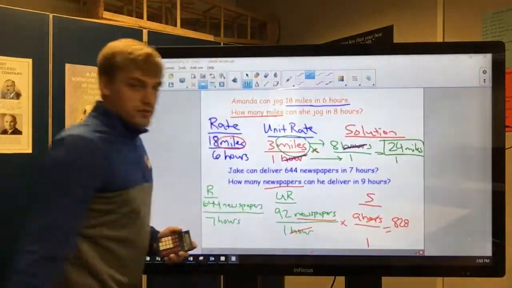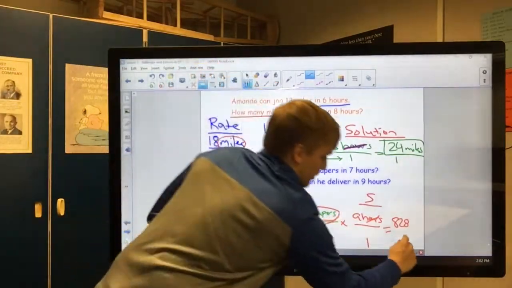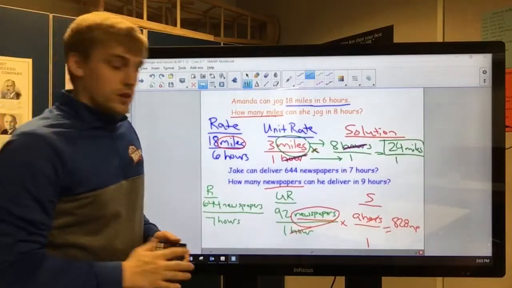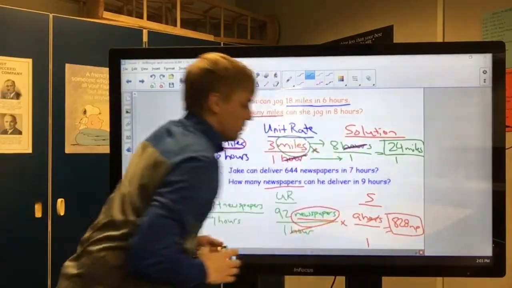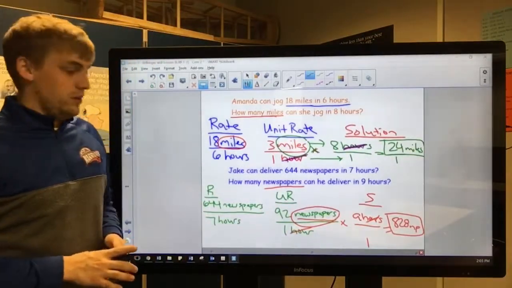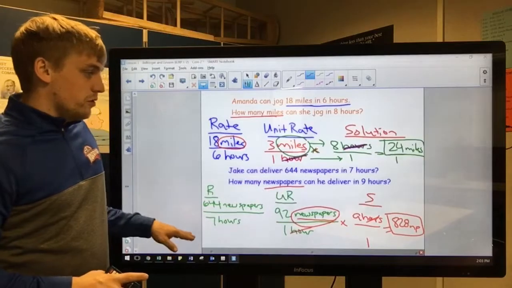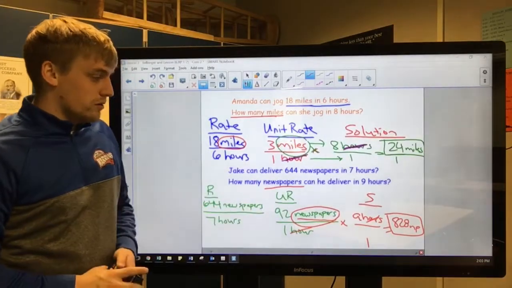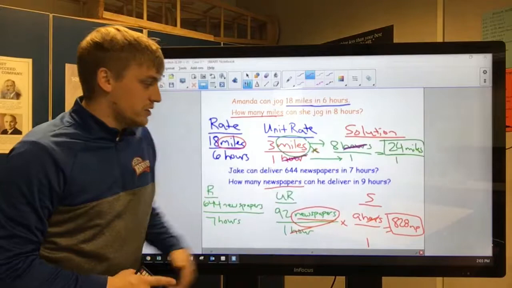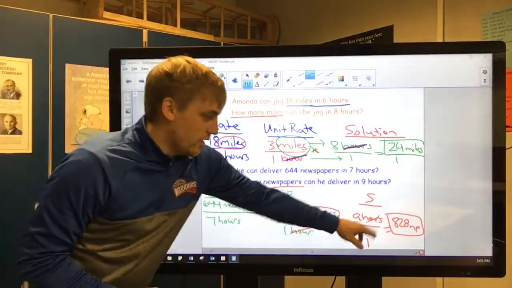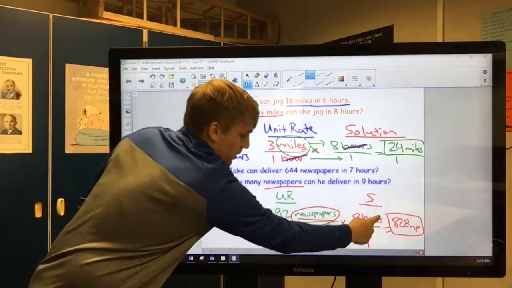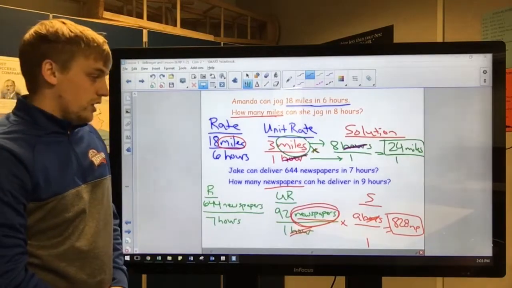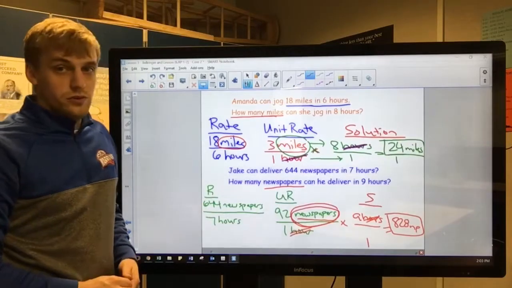The hours cross cancel, so our label is newspapers. So I'm going to write NP for newspapers because I don't have a lot of room. 828 newspapers would be my answer because 1 times 1 over 1, you don't need it. Okay? So Jake can deliver 644 newspapers in 7 hours. That was our rate. The unit rate of that was 92 newspapers per 1 hour. We took the unit rate times how many hours he was going to deliver, and we got 828 newspapers. These hours canceled, left us with this as our label. So in 9 hours, Jake could deliver 828 newspapers.